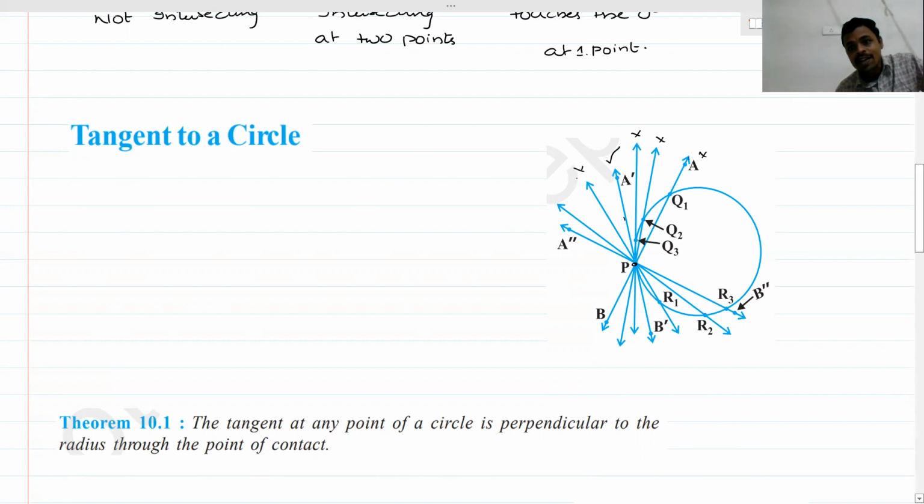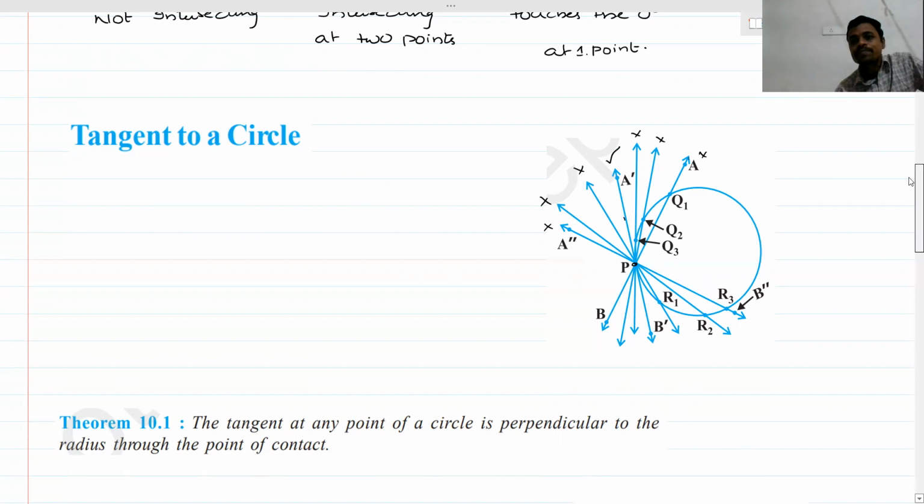And this is not a tangent, because it is intersecting at two different points. What I mean to say is that through one point we can draw only one tangent. Drawing unlimited tangents through one point is impossible. So only one tangent can be drawn through one point, and that point is called the point of contact. Is it clear or not?